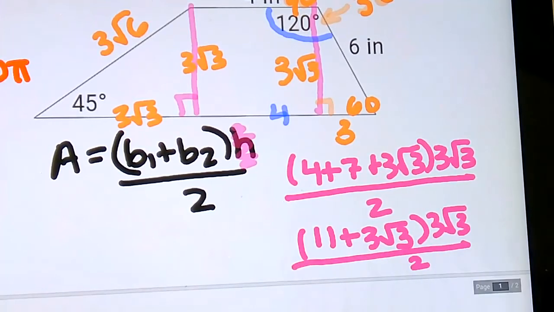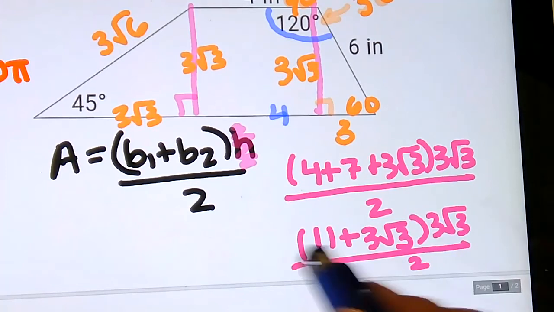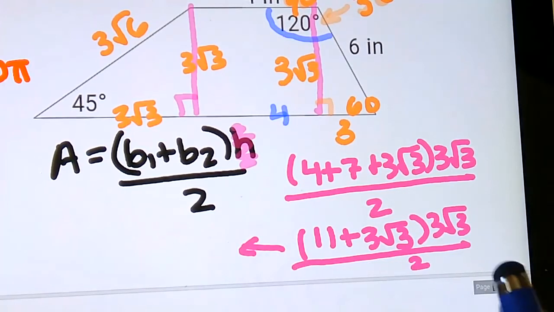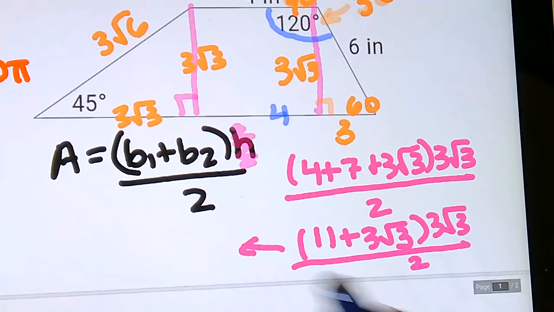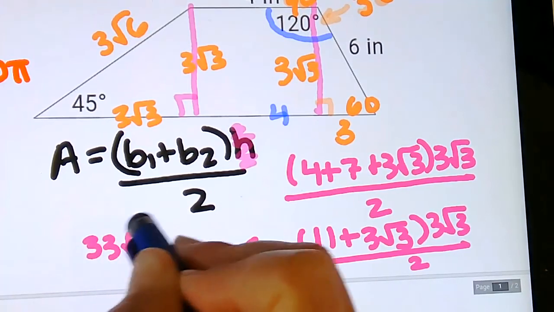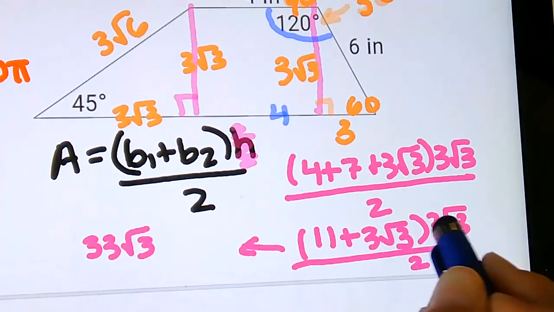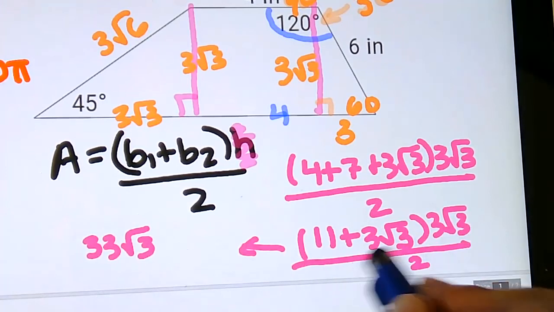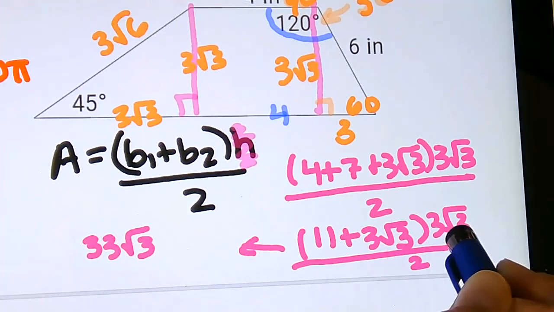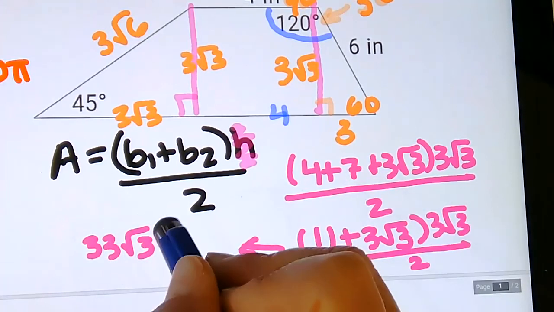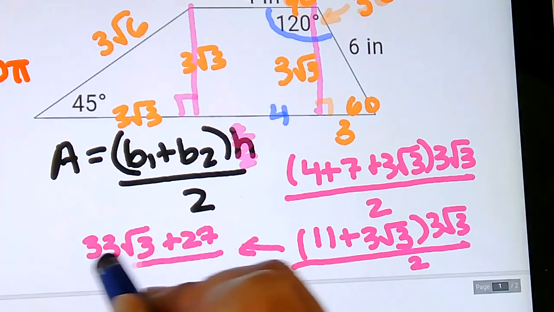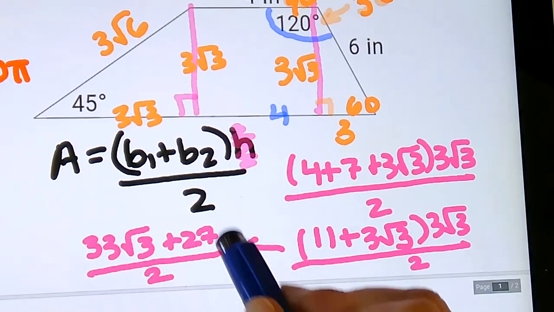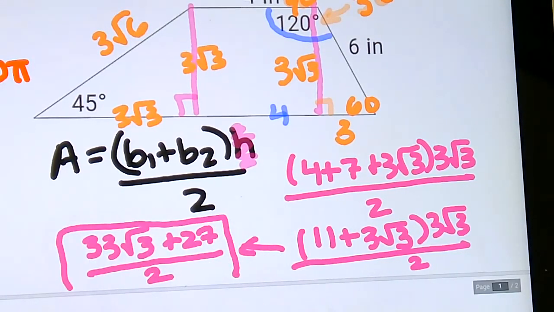If I did not want to put this in a calculator, this is going to be 33 root 3, because 3 root 3 times 11. And then 3 times 3 is 9. Root 3 times root 3 is 3. So this together is going to be 27 over 2. That's my answer exactly, or you can put it in your calculator. So this is the first half. I'll do a second video for the second page.